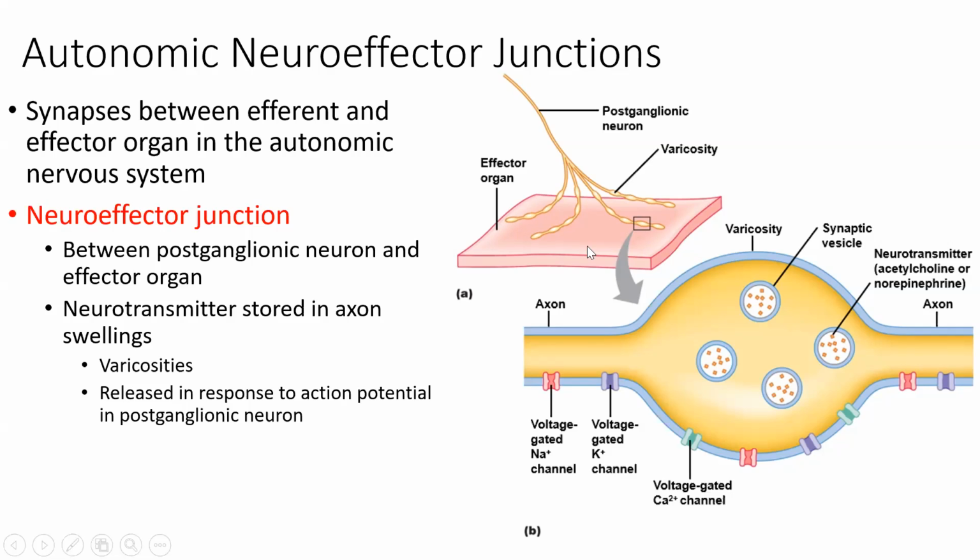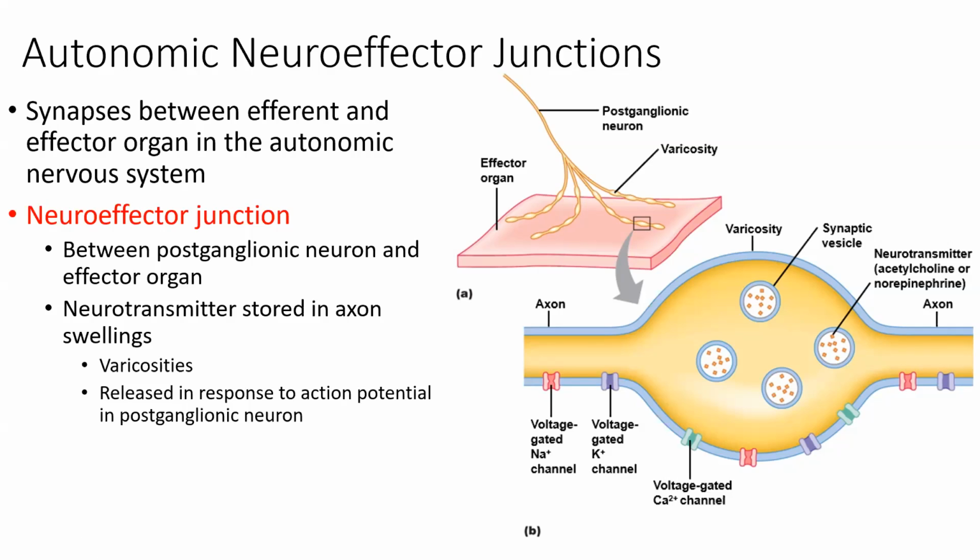And so 2 important differences that we see between a neuron to neuron and the neuroeffector junction is that we've got these swellings along the axon terminal. So we don't have a discrete axon terminal the way we've been drawing it. What we see here are varicosities. So varicosities are these swellings that are located at the end of this postganglionic neuron. And this facilitates the release of neurotransmitter to innervate this effector organ.